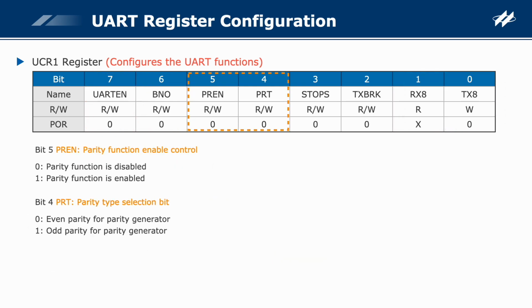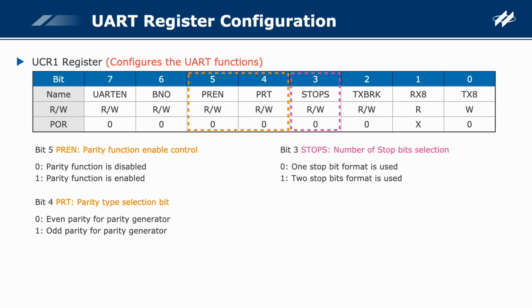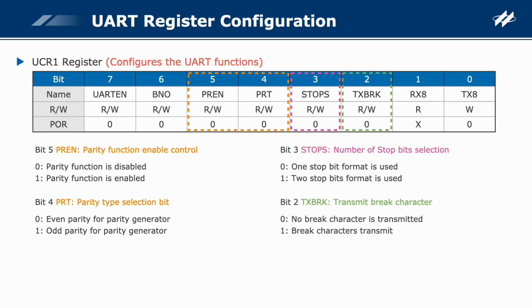PREN is the parity function enable bit, PRT is the parity type selection bit. The STOPS bit is used to set the number of stop bits. The TXBRK is the break character transmission control bit.